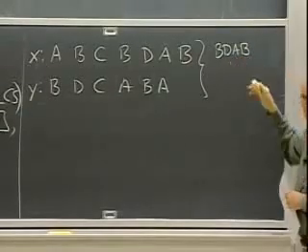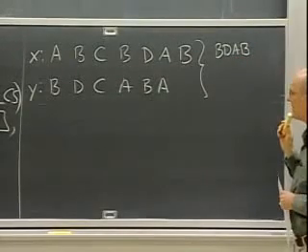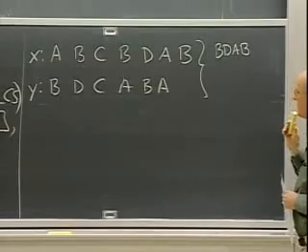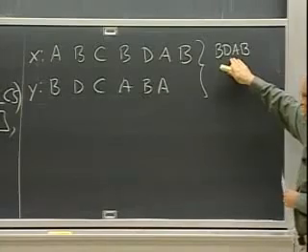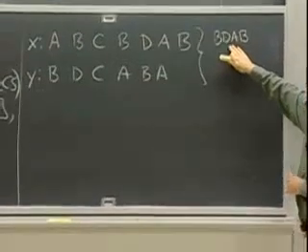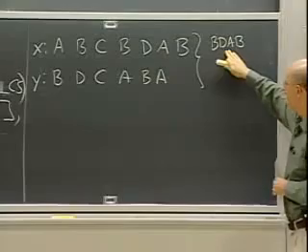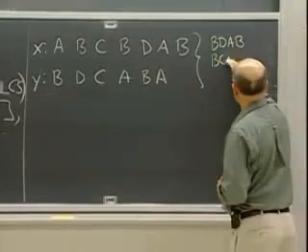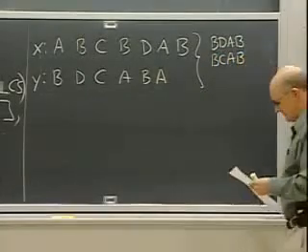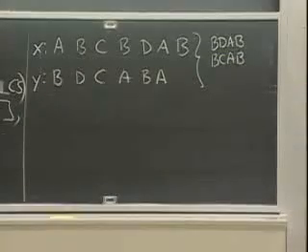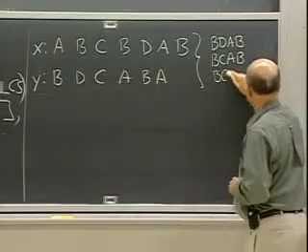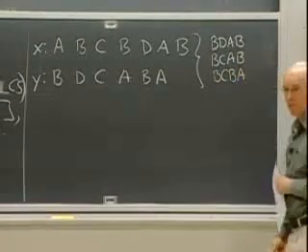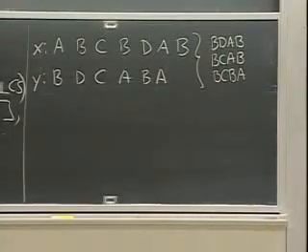Is there another one? Just the same length? Is there another one that ties? BCAB. BCAB. Another one? BCBA. Yeah, there are a bunch of them, all of length 4. There isn't one of length 5.